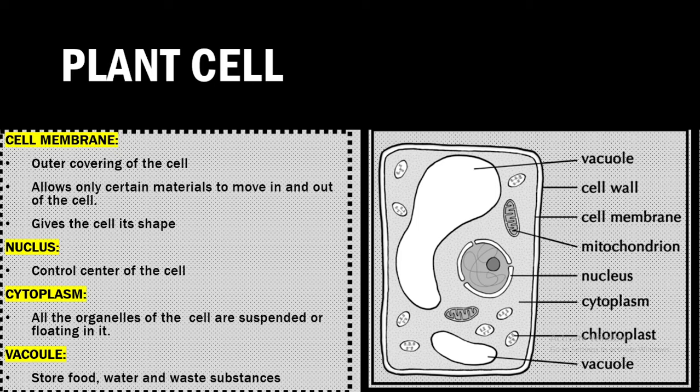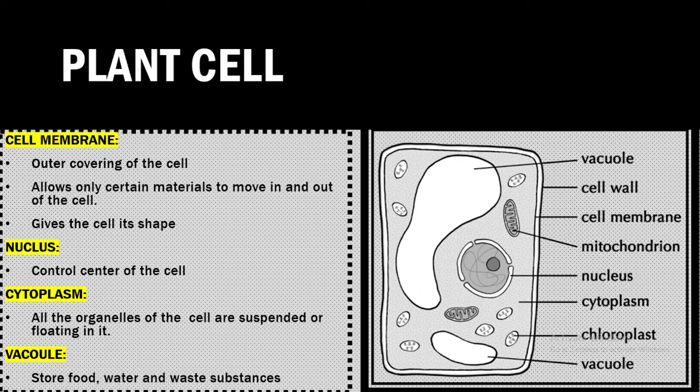Same as the nucleus function, control center of the cell. You can see that here is the nucleus and here is a vacuole. The cytoplasm, this is present here, and all the organelles of the cell are suspended or floating in it. Okay? And here is the large vacuole present in the center of the plant cell. This is the major difference between the animal cell and the plant cell.